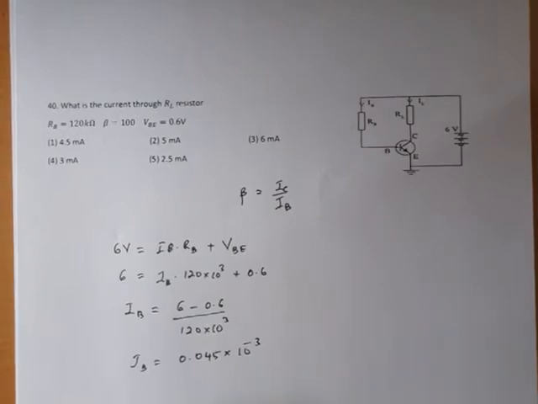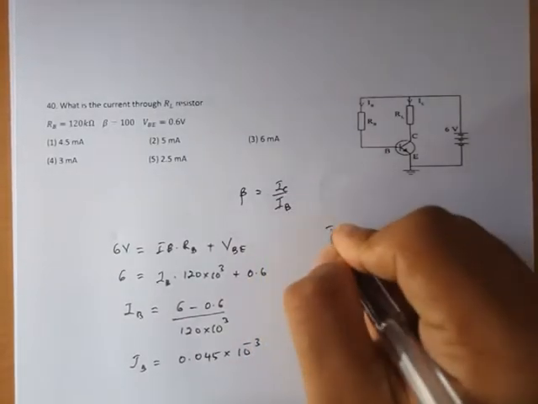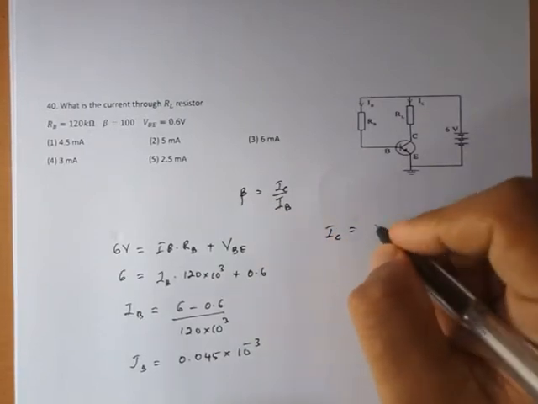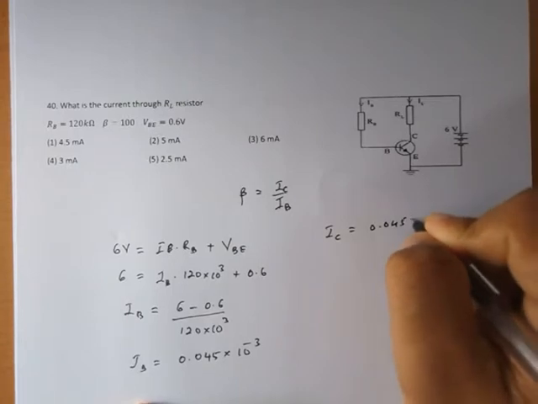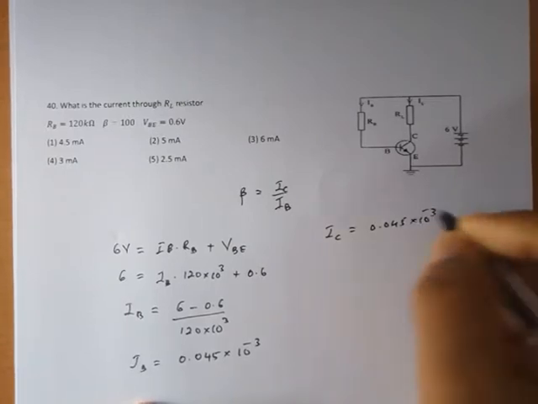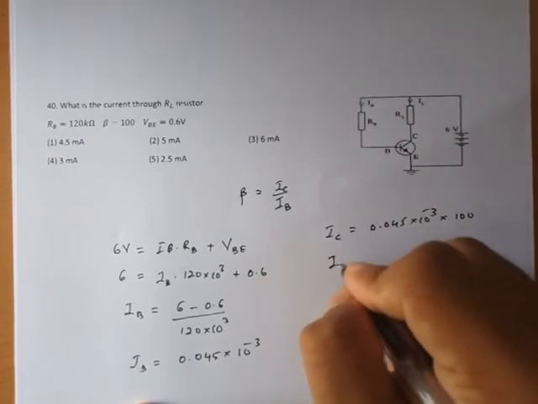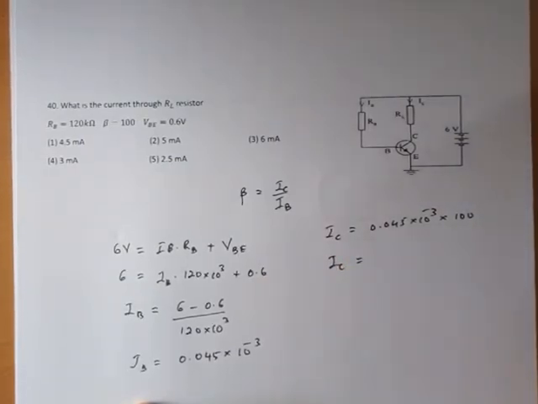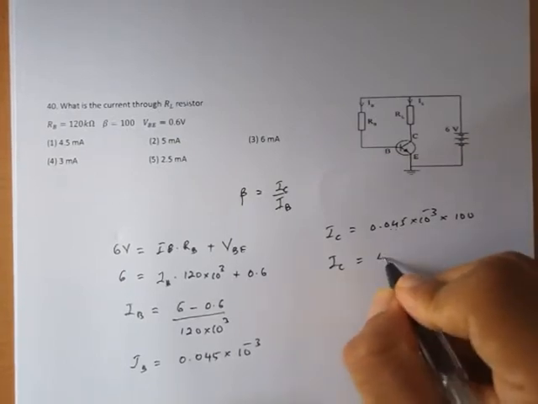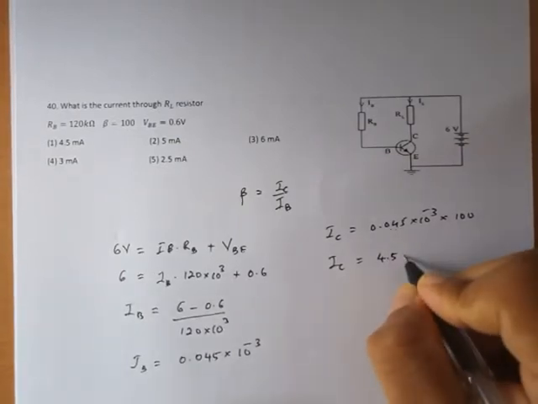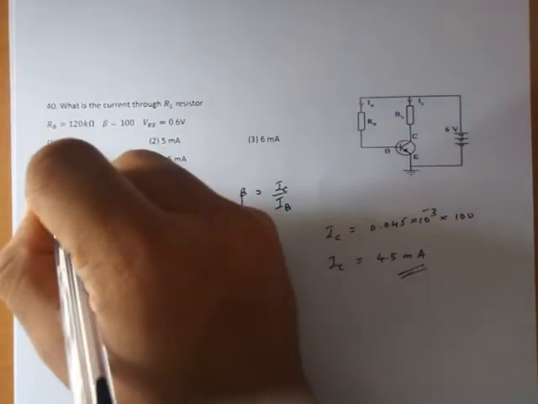Now we can find the IC. IC equals 0.045 times 10 to power minus 3 times beta, which is 100. So we get IC equals 0.045 into 100 is 4.5, with 10 to power 3 it is milliampere. So the answer is the first one.